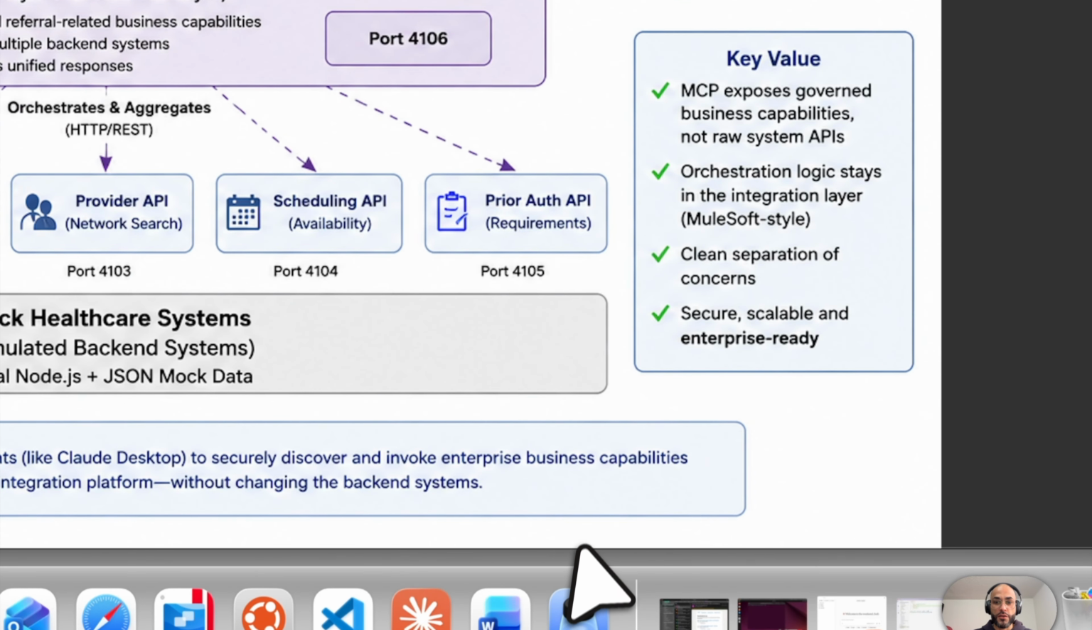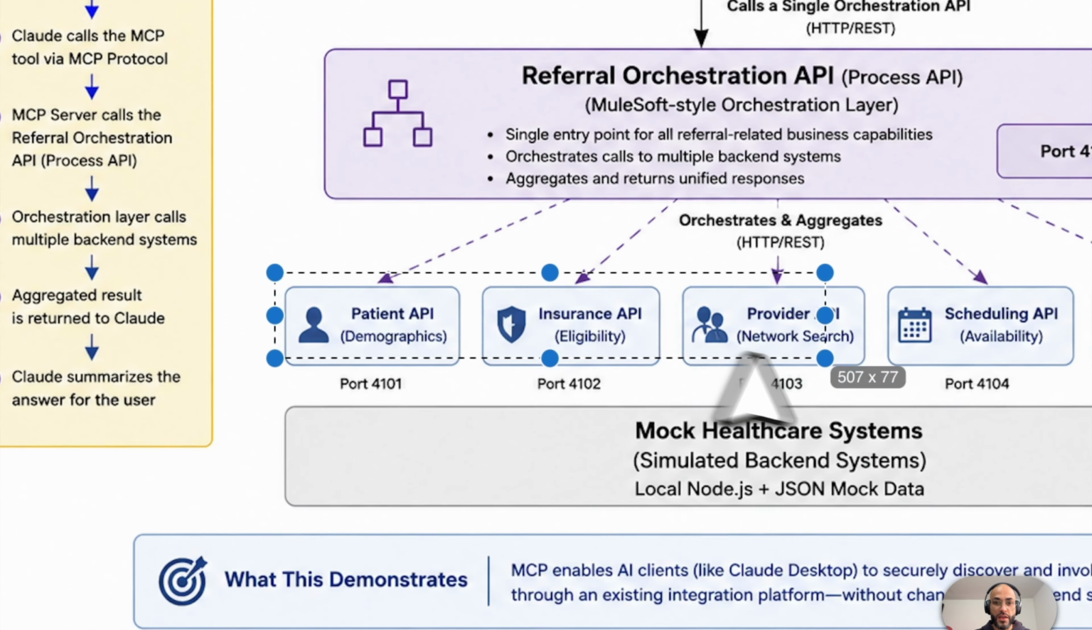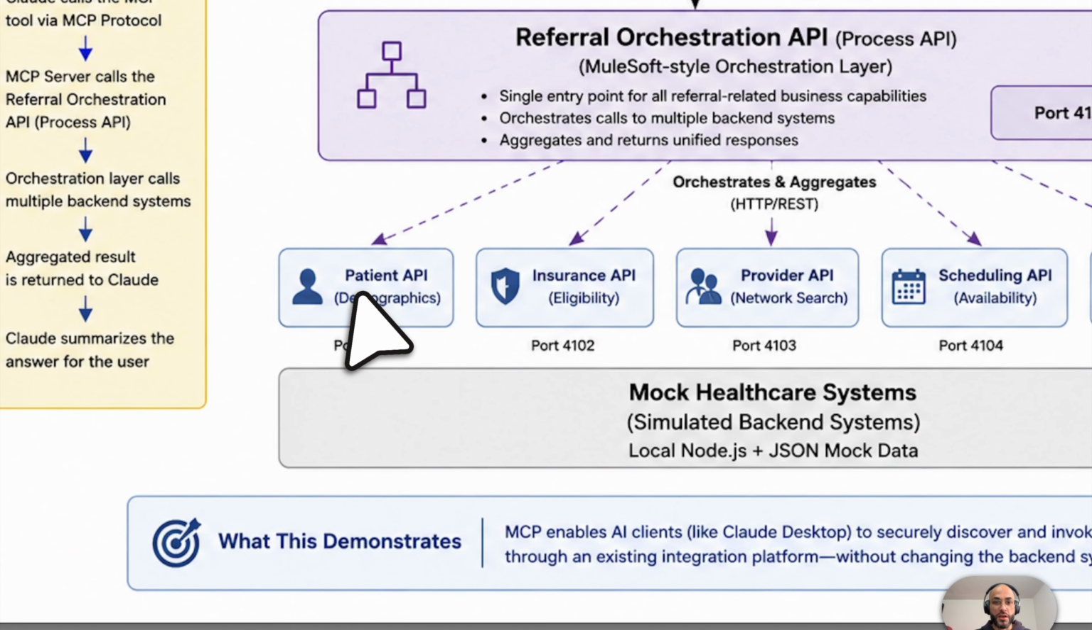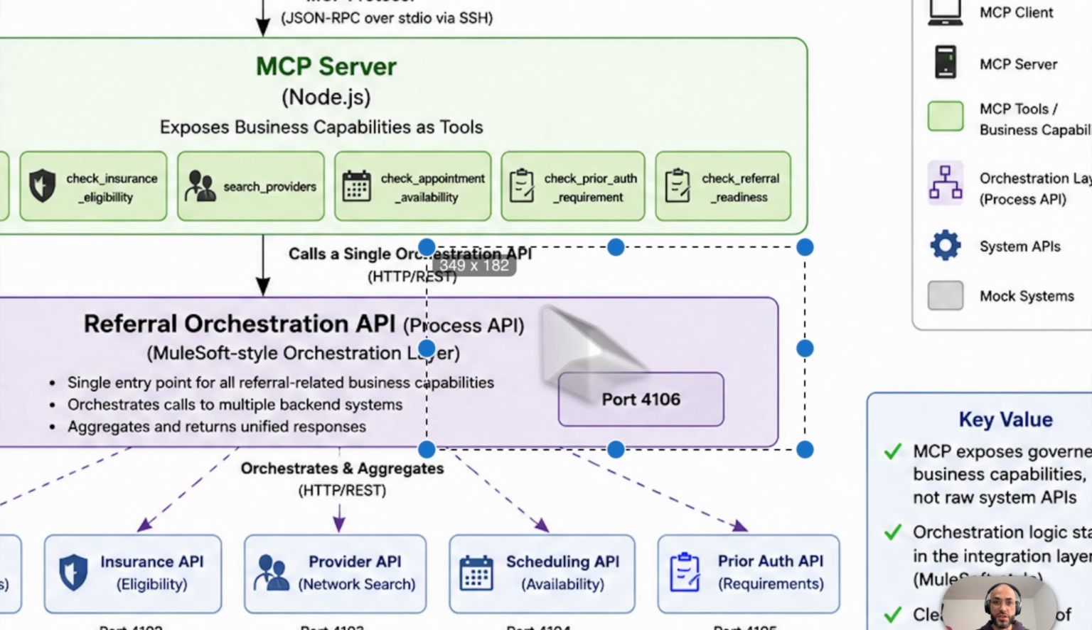So going over our diagram, again, if we remember, we have our 5 endpoints right here, which are for calling the patient API for the patient demographics, then verifying if it's eligible for insurance, then it does a provider search, it checks for availability, and lets you know if you need prior authorization. That is governed now after this modification. This is the part that's going to change right here.